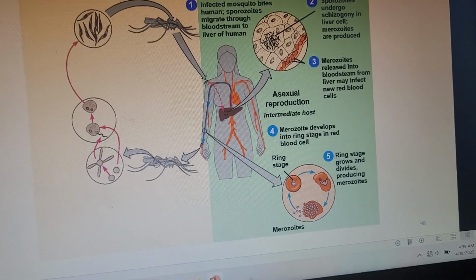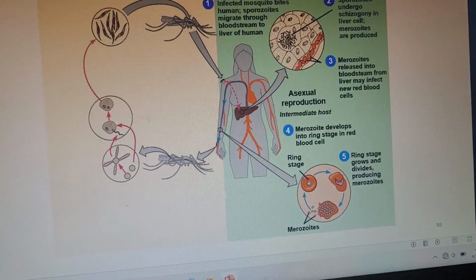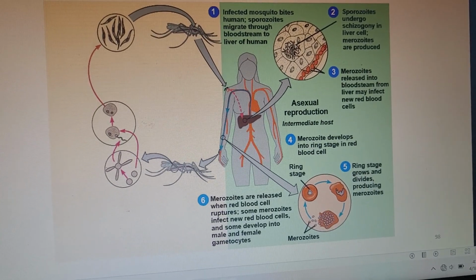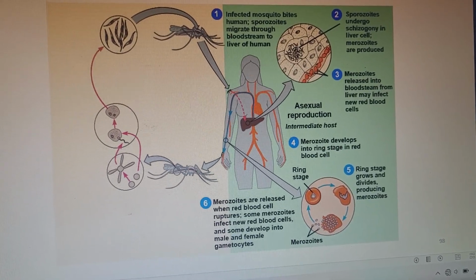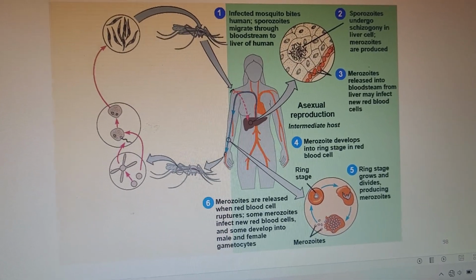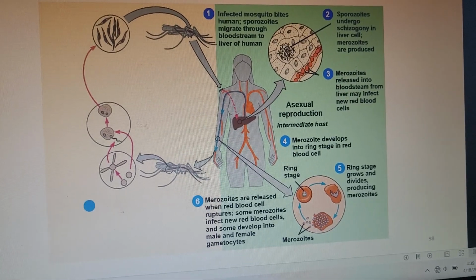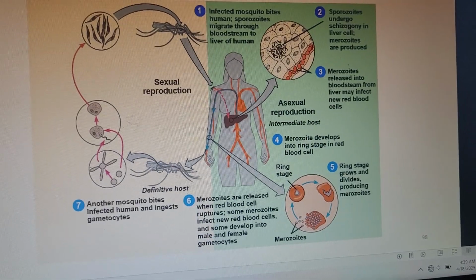The fifth: the ring stage grows and divides, producing more merozoites, and there will be differentiation. The merozoites are released when red blood cells rupture. So merozoites will infect new red blood cells, and some will develop into male and female gametocytes. Now this will be taken in by the mosquito. So another mosquito will bite the infected human and ingest the gametocytes.